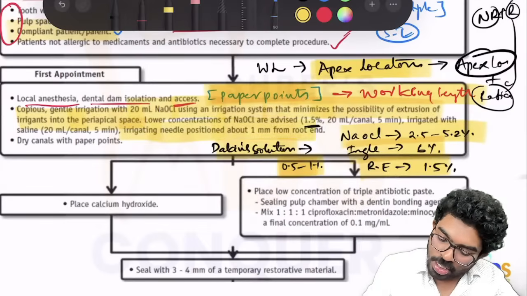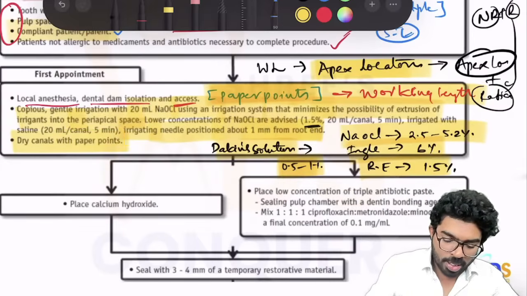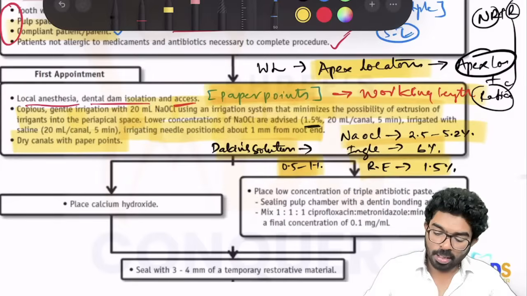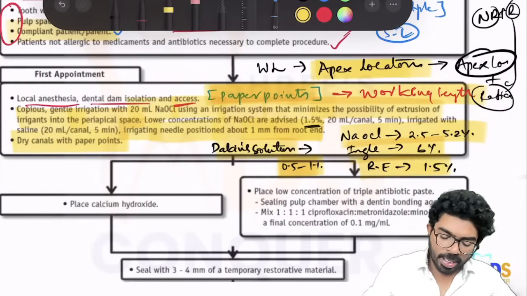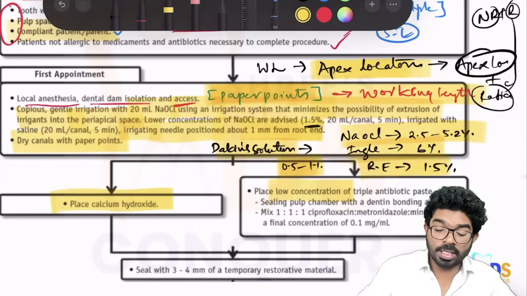Irrigation needle should be positioned 1 millimeter from the root end. So I'm going to dry with paper points, determine the working length with paper points, dry with paper points. So now I'm going to give an intracanal medicament. Either I can place calcium hydroxide or I can place triple antibiotic paste. And make sure it is a lower concentration triple antibiotic paste.